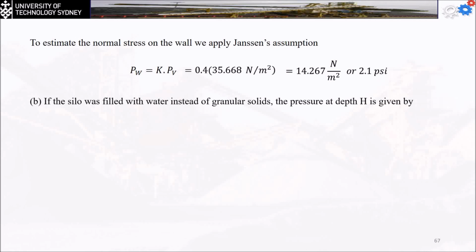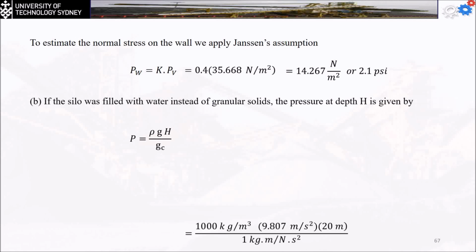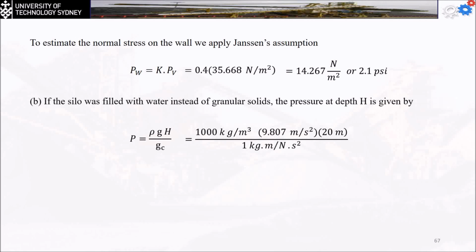So what we're going to get is 1,000 for the water density multiplied by g of 9.81 multiplied by 20 meters divided by 1, and this will give me that the vertical pressure is going to be simply equal to 196,140, or 28 psi. Now, how many times is that? It is 13 times greater than the normal wall stress calculated in case number 1 of the plastic pellets, and that's due to the wall friction exerting the vertical upward forces on the granule solids.